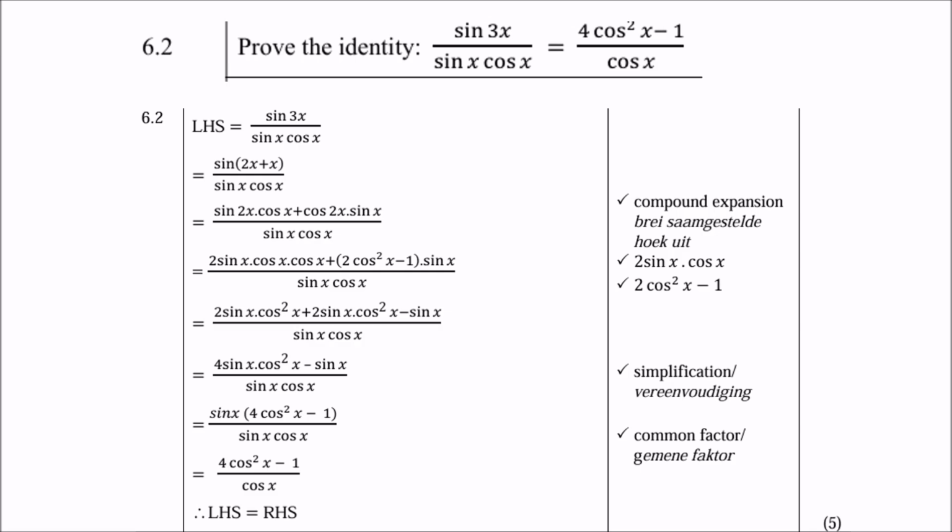Then the sine of 2x is a double angle, so I can replace it with the identity 2 sine x cos x. And the same with the cos of 2x, I can also replace with the identity 2 cos squared x minus 1. Right. The next step, I can now remove the brackets, collect the like terms, and then I can take out sine x as a common factor, and I'm left with 4 cos squared x minus 1 over sine x cos x. Then sine x can cancel, and I'm left with (4 cos squared x minus 1) over cos x, which is exactly the same as my right-hand side.